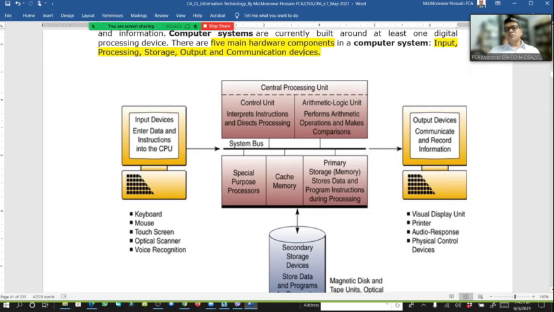And if we see the output, this is the output. From the output device we communicate and record information. How can we take the output? We can see it on our monitor. The monitor is also an input and output device. Within the monitor we visualize the answer, and also if we print it, we will get a hard copy. So it is also an output device, and also audio response, that is sound, and physical control devices, and also if we present it through a PowerPoint presentation, that is also an output device.